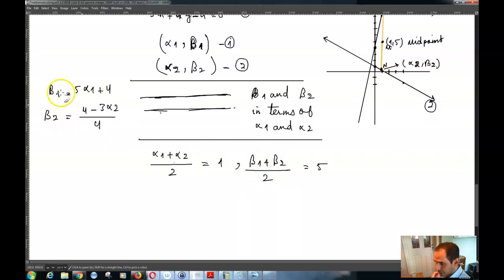Now over here, instead of beta 1, I can write this equation. Instead of beta 2, I have this equation, and then I have alpha 1 and alpha 2 in this equation over here, and then alpha 1 and alpha 2 in this equation over here. Then I can solve for alpha 1 and alpha 2, because now I have a system of equations with two unknowns or two variables. And then you can go back and use alpha 1 and alpha 2, substitute them in here, find beta 1 and beta 2, and then you can find the equation of the line that you were looking for.